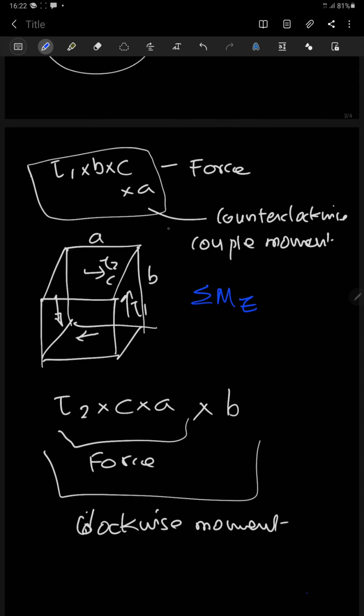Of course, you can see here, this is your x, this is your y, and this is your z, and both the moments will create a moment about the z axis, by the right-hand thumb rule. So, this is going to be 0. One is of course clockwise and the second one is counterclockwise. So, tau 1 B C A, if I consider counterclockwise positive, minus tau 2 C A B is equal to 0. And since A, B, C are constant, we can get rid of them, and we can easily prove that tau 1 is equal to tau 2.